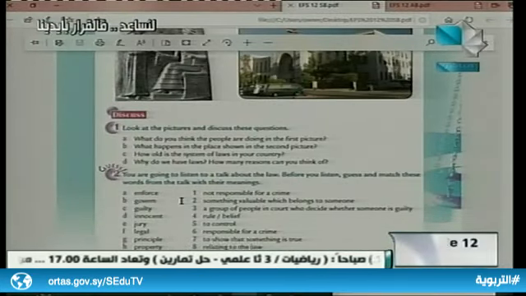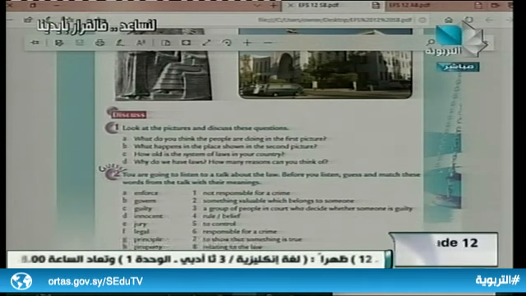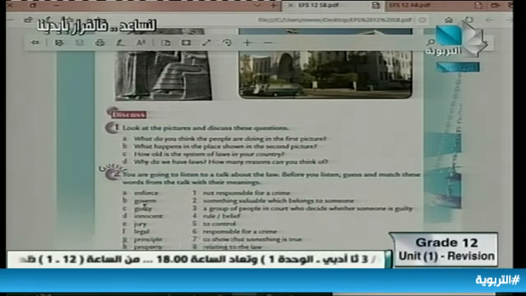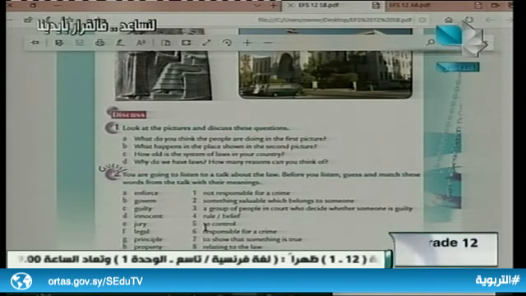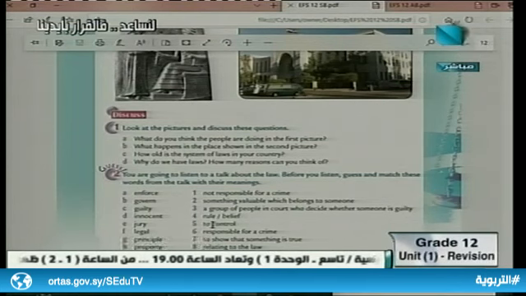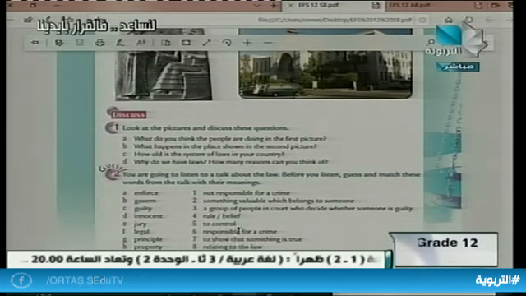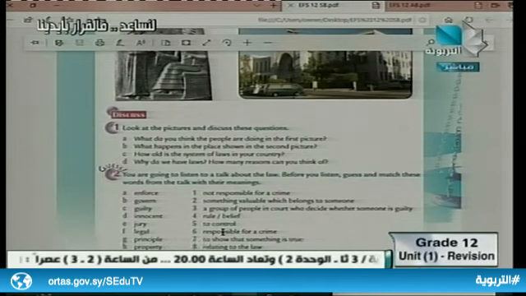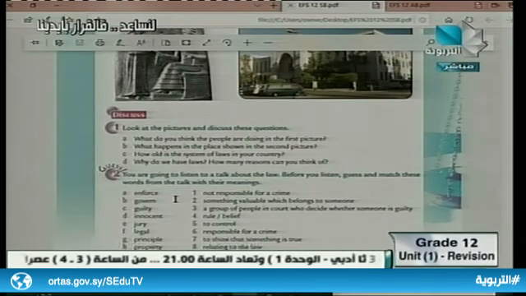The first one, enforce. It means to put into practice, carry out. Govern, number 4, to control. Number 5, sorry, to control. Guilty, responsible for a crime. So when someone is responsible for a crime, we say he is guilty. The opposite, of course, is innocent. It means not responsible for a crime.